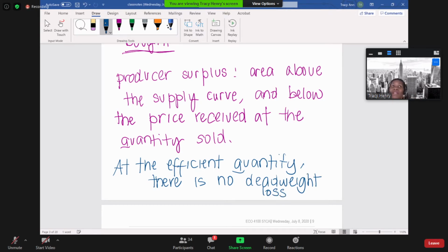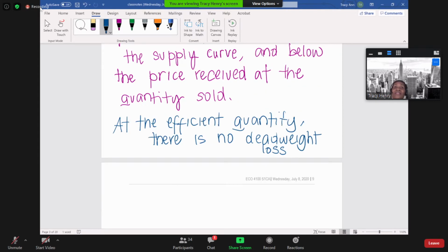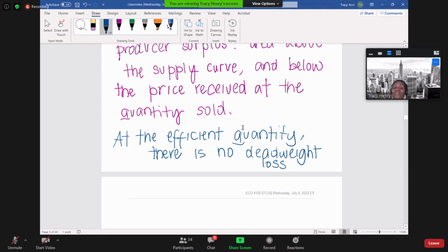Now, deadweight loss would be that waste of resources, meaning that you have resources earmarked and allocated toward this particular market that are not being used to produce a good or service for the consumer. And so it's being wasted. No one is gaining from it. And that's what we call our deadweight loss. And so we're going to see that at the efficient quantity, there's no deadweight loss.